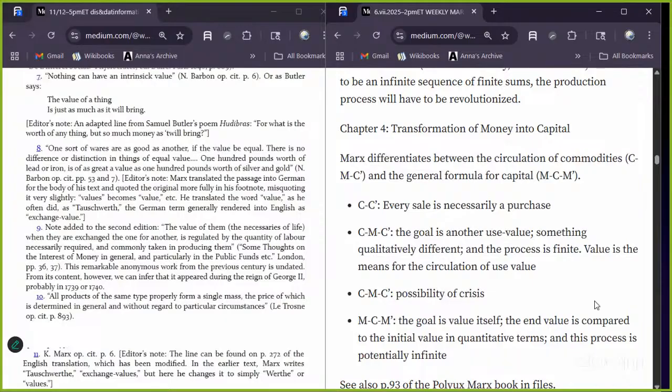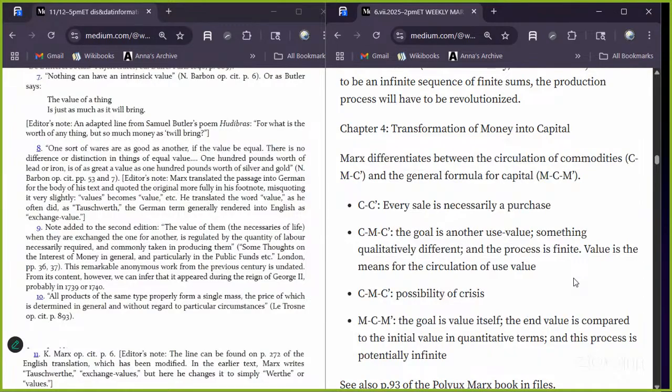In C-M-C prime, the goal is another use value, something qualitatively different, and the process is finite. Value is the means for the circulation of use value. It's something that motivates in that particular sense. C-M-C prime also has within it the possibility of crisis.